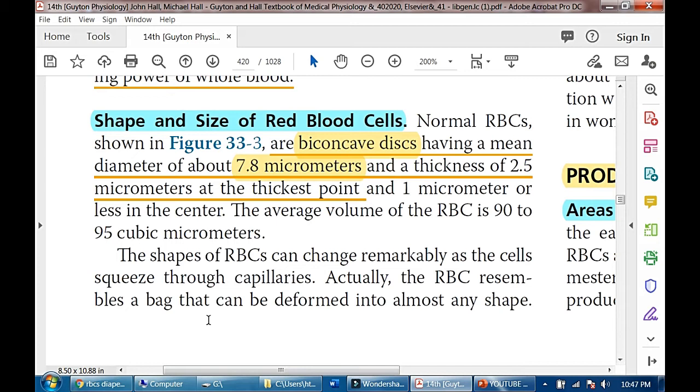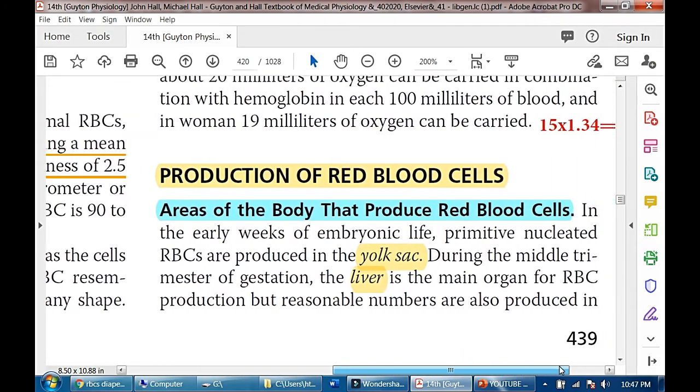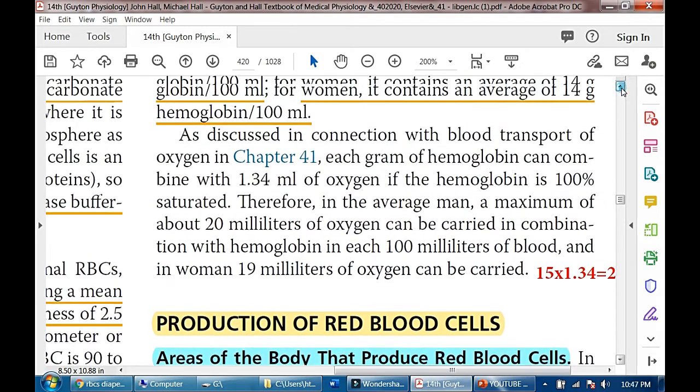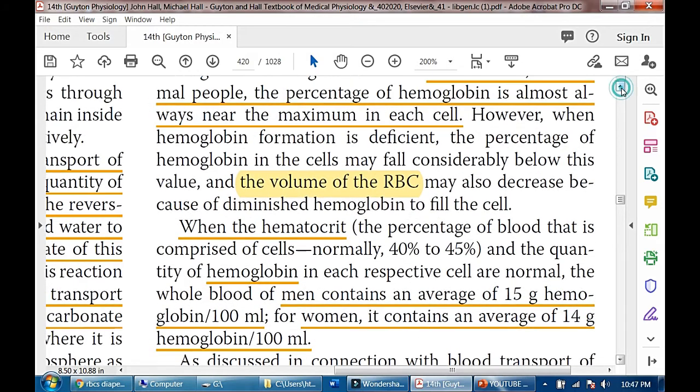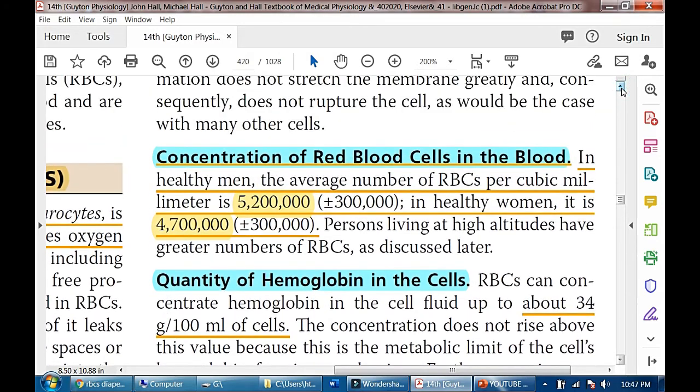The shape of red blood cells can change remarkably as cells squeeze through the capillaries. Actually, the RBCs resemble a bag that can be deformed into any shape. Red blood cells are so soft that they can change their shape when they squeeze through, meaning they become smaller in size at some point, so that they can pass easily through the capillaries.